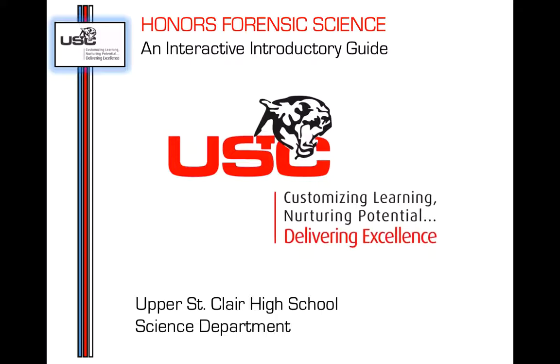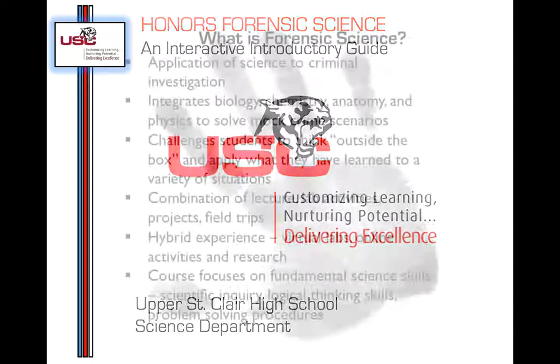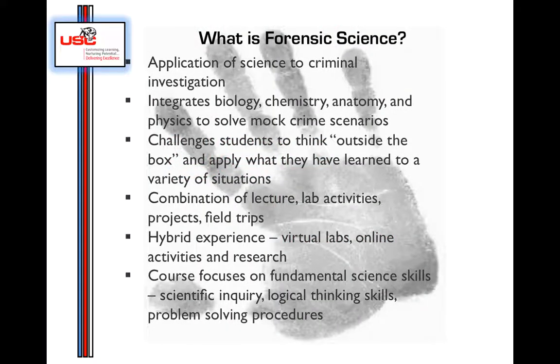If you are electing not to take physics either your junior or senior year, and you would still like to take forensic science, then you would sign up for forensic science. What is forensic science? The definition of forensic science is the application of science to criminal investigation. We are trying to figure out who's responsible for a specific crime. It integrates many different sciences, including biology, chemistry, anatomy, and physics to solve mock crime scenarios.